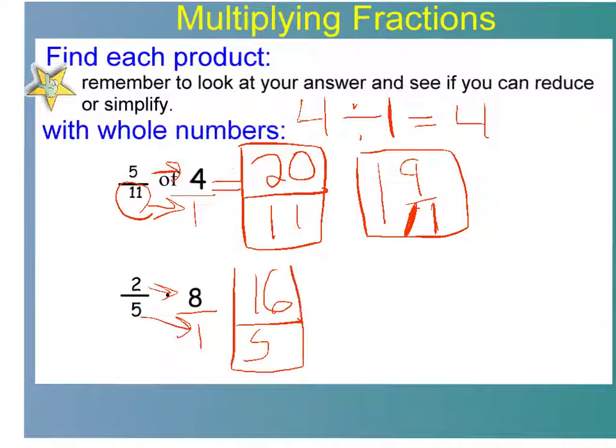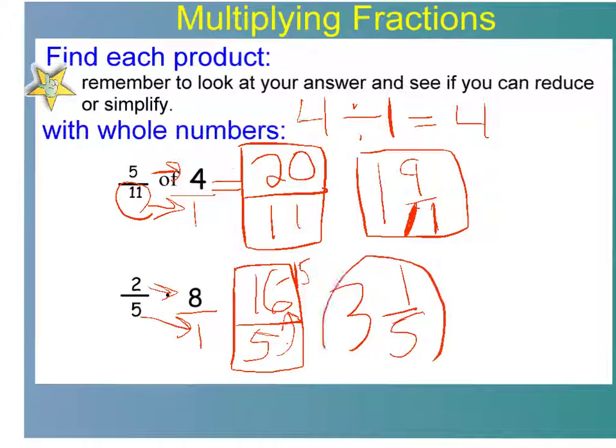Again, this answer is perfectly fine, but if you're asked to make it a mixed number, you say, how many times does 5 go into 16? And it goes in 3 times. And then 3 times 5 is 15, and there would be 1 left over. 16 minus 15 is 1. So 3 and 1/5 is also a good answer.